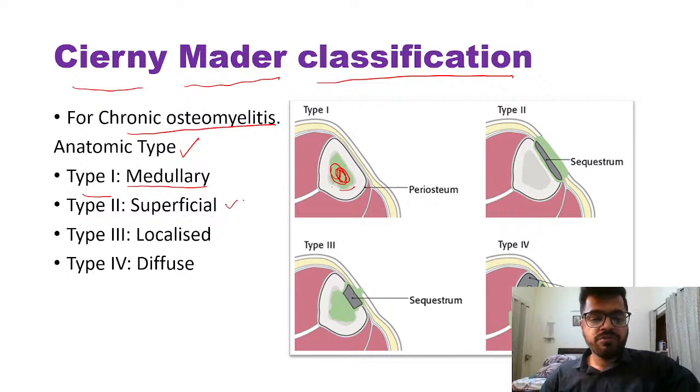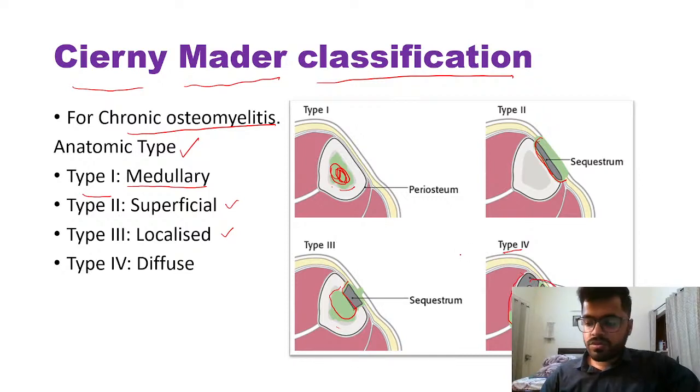Type 2 is superficial, that is, the disease is from the outside and it is affecting one cortex, but it is only partially affecting it. Type 3 is localized, which affects the complete cortex as well as the medullary canal, but not circumferentially. And type 4 is diffuse, that is affecting circumferentially all the cortex. All this bone is dead along with the medullary canal.